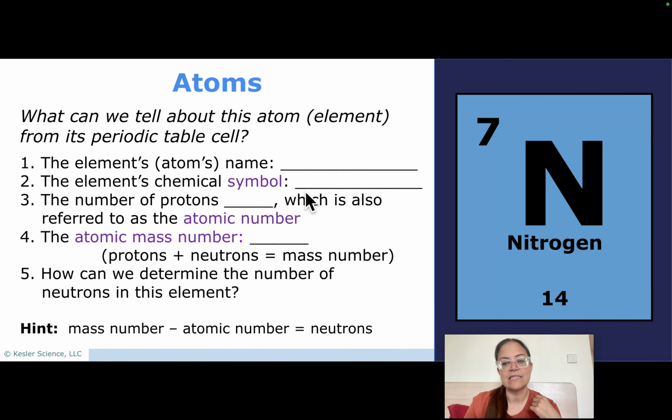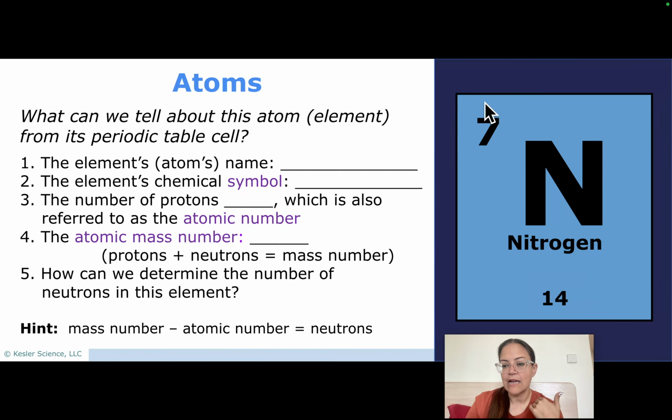The element's chemical symbol. The chemical symbol for nitrogen is just a capital N. And again, we will talk more about chemical symbols and what they mean and their differences next topic. The number of protons is also referred to as the atomic number. The atomic number is this number up here in the corner. The atomic number of nitrogen is 7. So that means in the nucleus of a nitrogen atom, there are 7 protons.